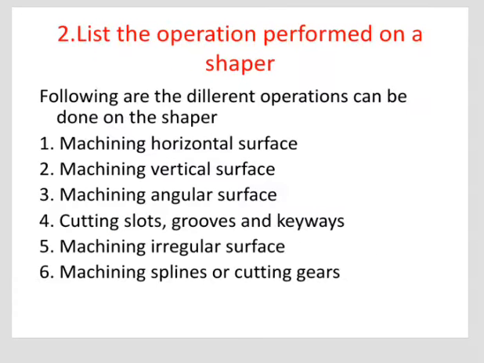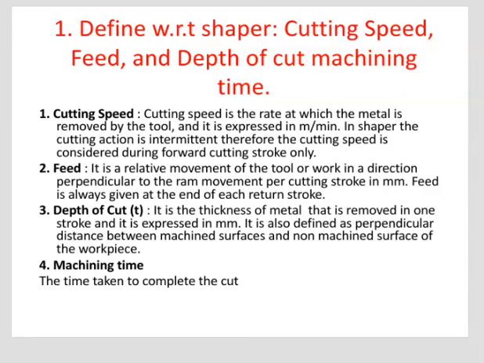The first question is: define, with respect to shaper, cutting speed, feed, depth of cut and machining time. Here the cutting speed is the rate at which the metal is removed by the tool and it is expressed in meter per minute. In shaper the cutting action is intermittent, therefore the cutting speed is considered during forward cutting stroke only. Then feed: it is the relative movement of the tool or work in a direction perpendicular to the ram movement per cutting stroke, in mm. Feed is always given at the end of each return stroke.